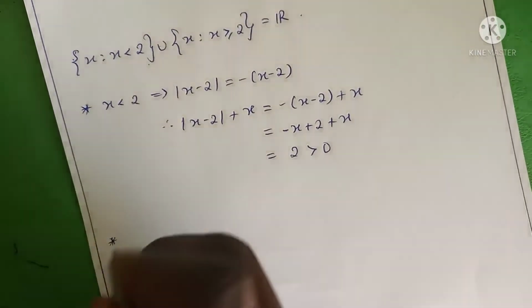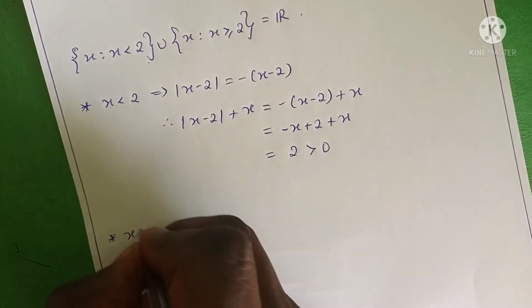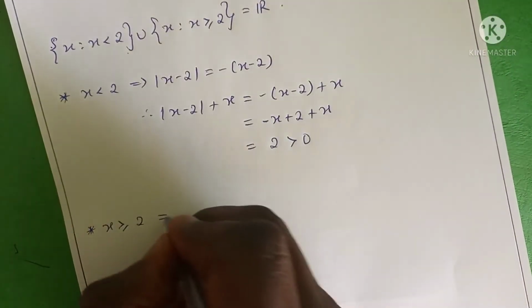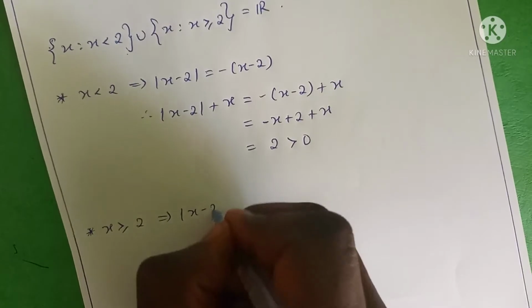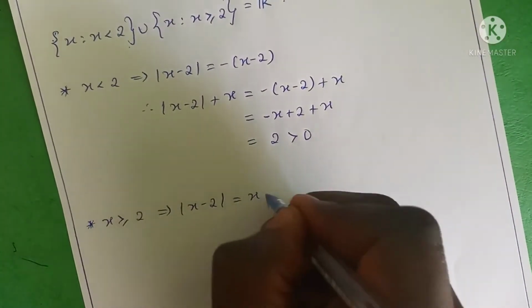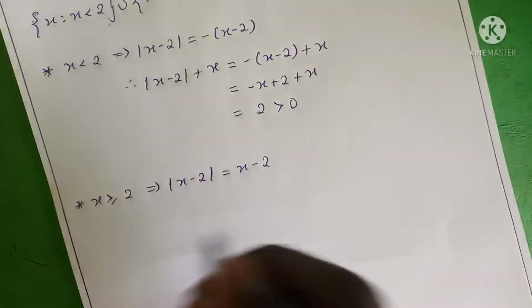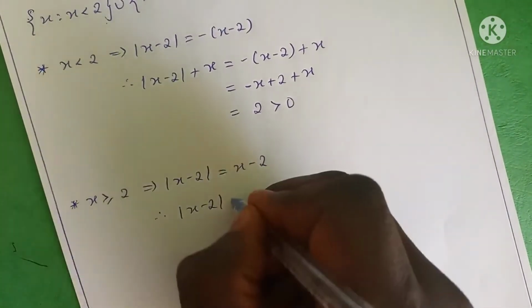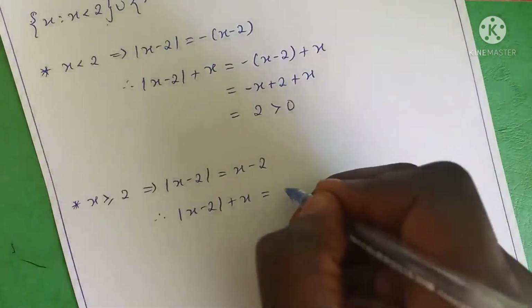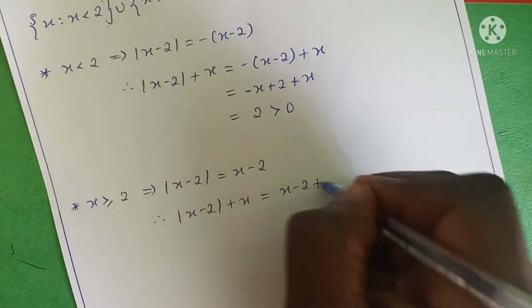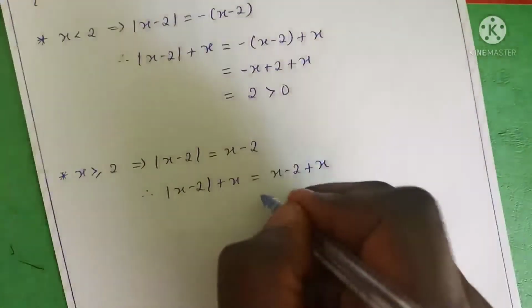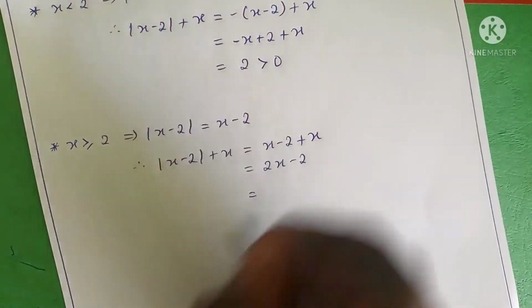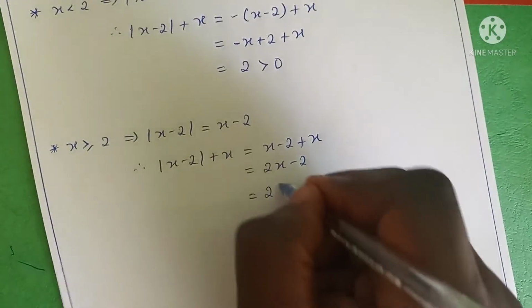The second set says that if x is greater than or equal to 2, then the absolute value of x minus 2 will just be equal to x minus 2. And therefore, the expression absolute value of x minus 2 plus x will just be the same as x minus 2 plus x, which is equal to 2x minus 2. And if you factor out 2, we're going to obtain 2 into x minus 1.